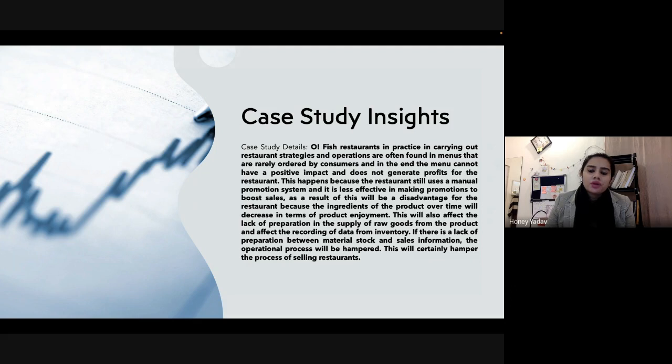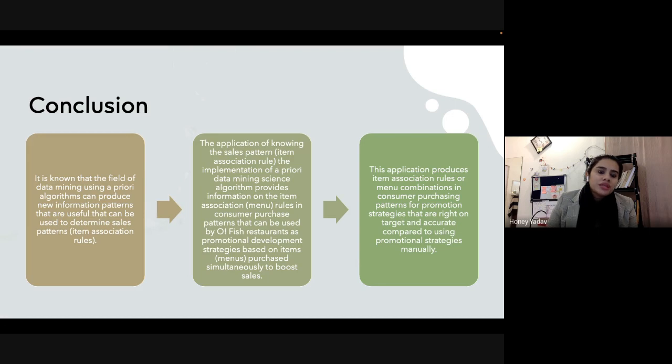For that purpose, they framed a market basket analysis and tried to find the most frequently ordered menu items from their transactional history. The case study shows that they were able to find that this application produces item association rules, or menu combinations, showing a very positive customer purchasing pattern. They used it for promotional strategies, to target the accurate customers and the accurate menu strategy, so that their customers can buy and order frequently from their menu.